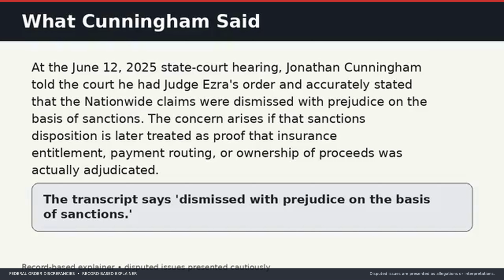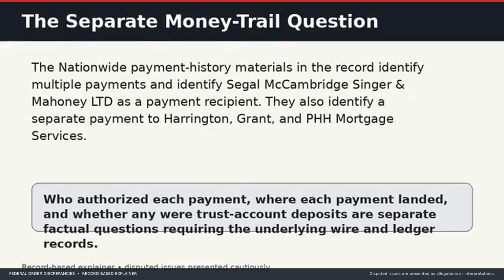The underlying payment ledger, wire confirmations, endorsements, authorizations, bank records, and any applicable trust account records are what would establish exactly where each payment landed, who controlled it, and what authority existed for that payment. However, it has been withheld for years as Harrington has been attacked over attempts to get the audit trail, whereas the parties would designate themselves as parties and hold themselves out to purport to still be representatives of Nationwide Mutual Insurance.